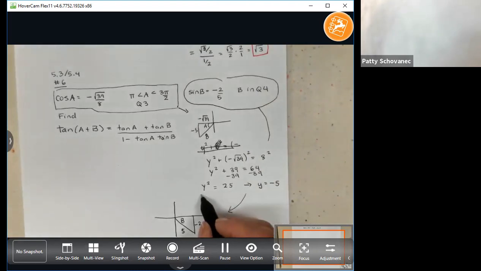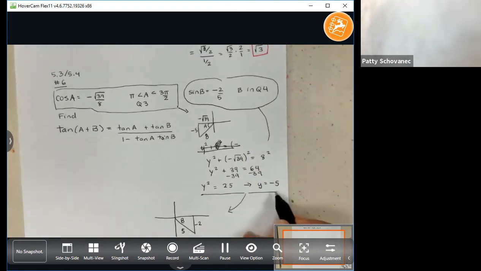So let's write the Pythagorean theorem, with the variable x. X squared plus negative 2 squared is 5 squared. So I have x squared plus 4 is 25. Solve for x squared, to get x squared is 21. X is positive in quadrant 4, and here it's a positive square root of 21.